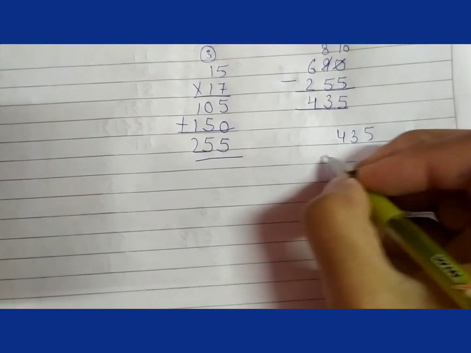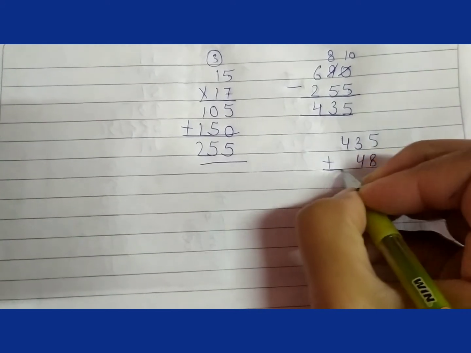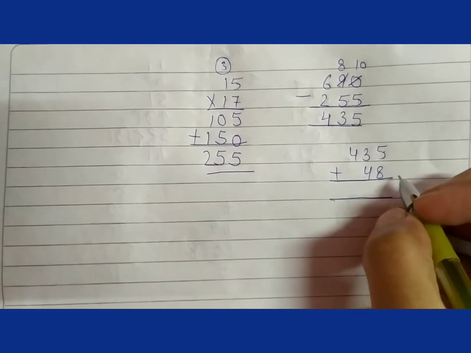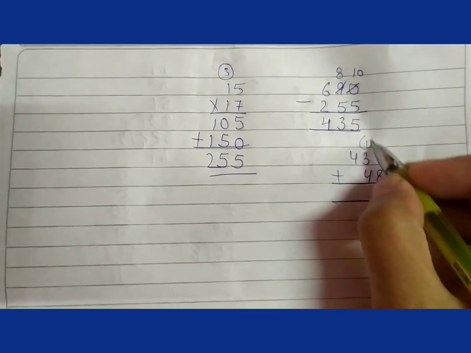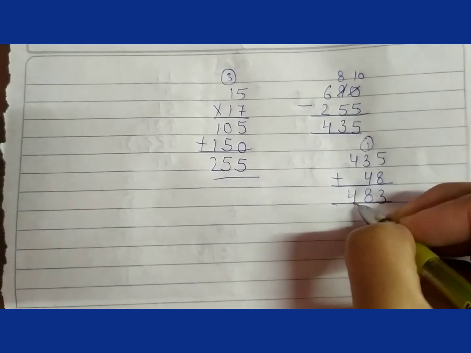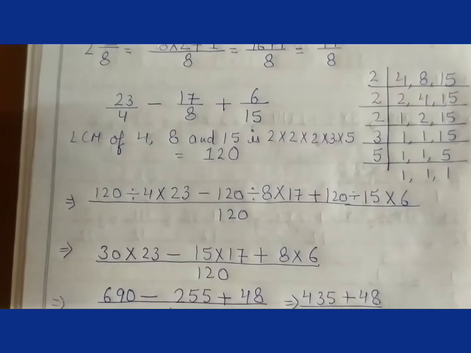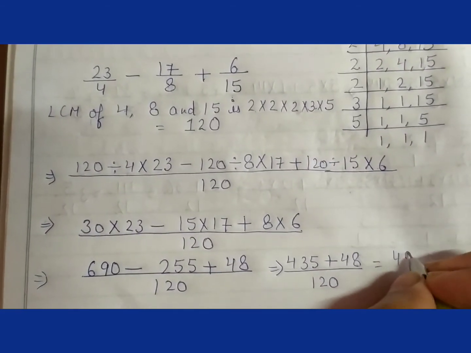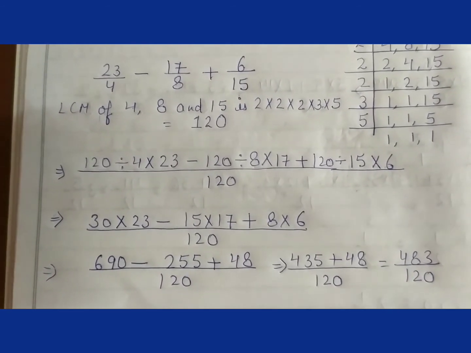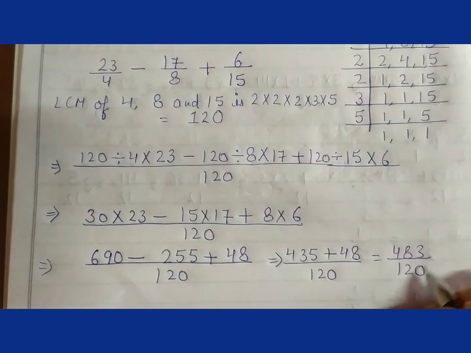435 add 48. Children, 5 plus 8, 13. 3 write down this place. 1 carry. 3 plus 1, 4. 4 plus 4, 8. 483. Write 483 upon 120. Since both numbers are divisible by 3.